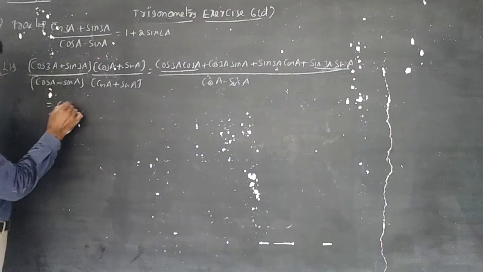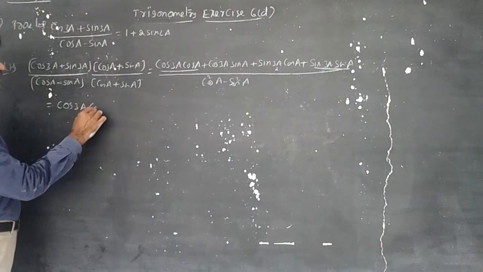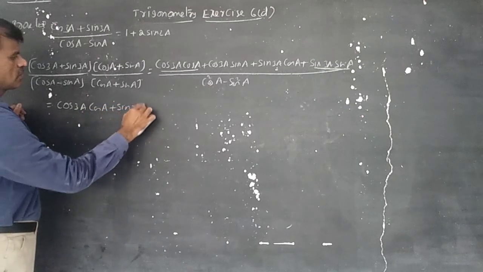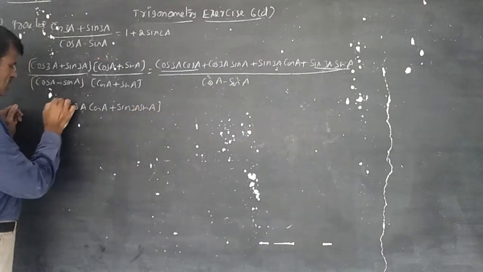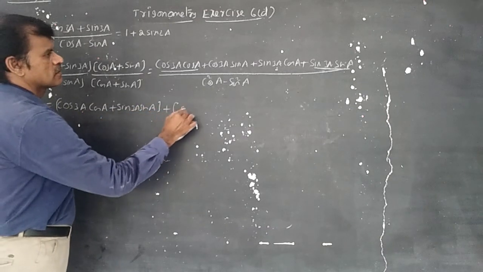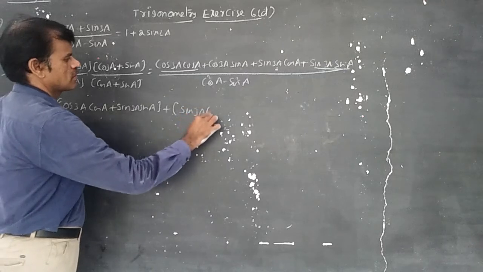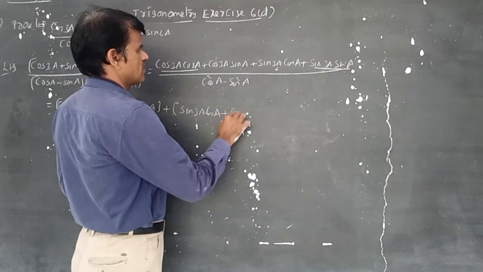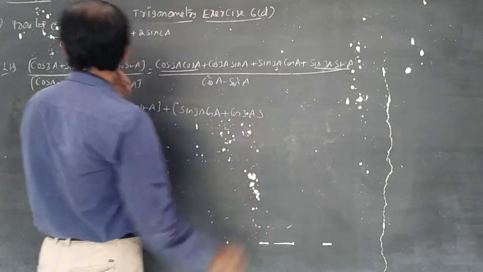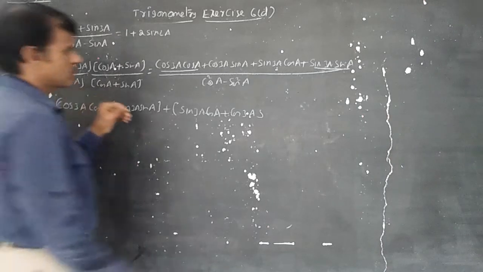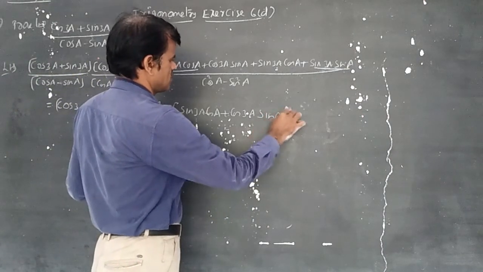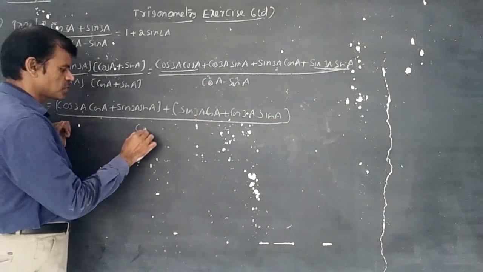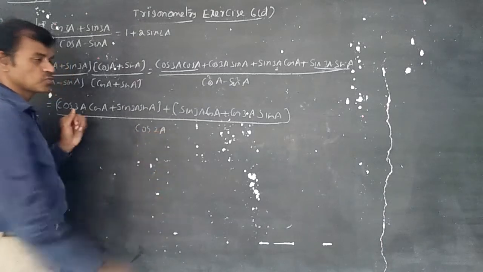That is equal to cos 3a cos a plus sin 3a sin a within brackets, plus sin 3a cos a plus cos 3a sin a, whole by cos square a minus sin square a, general formula cos 2a.